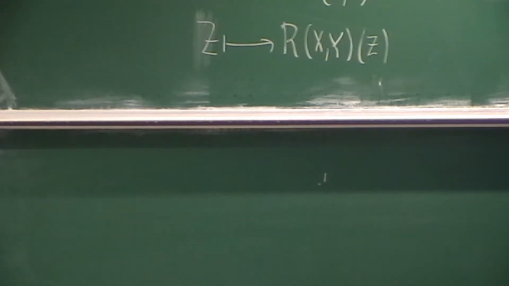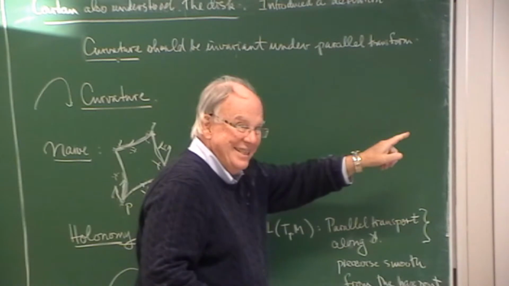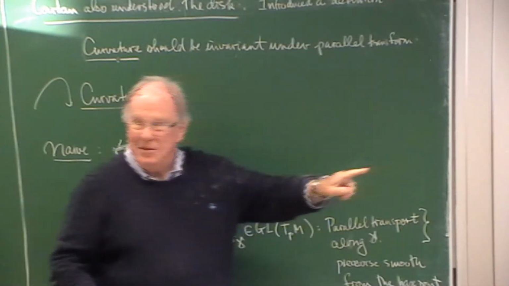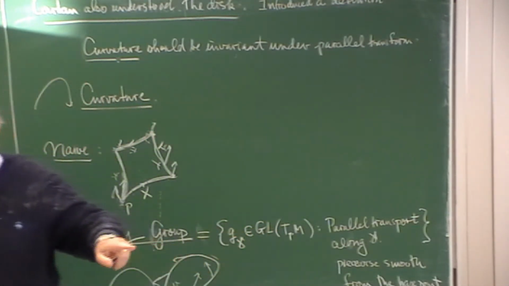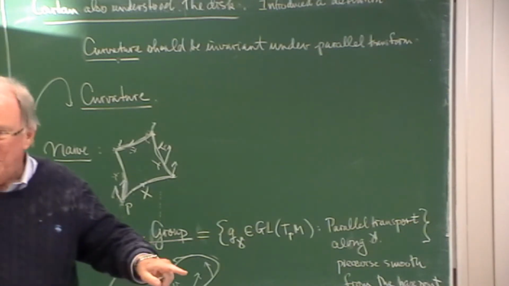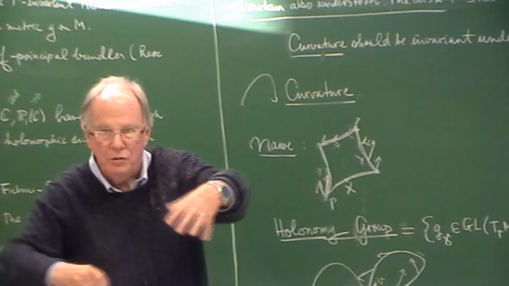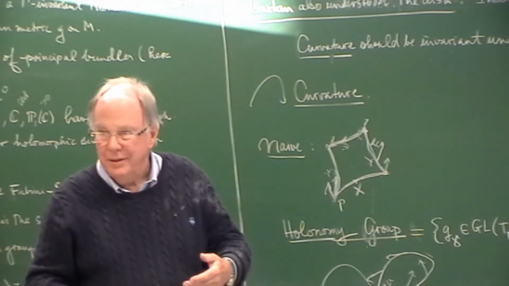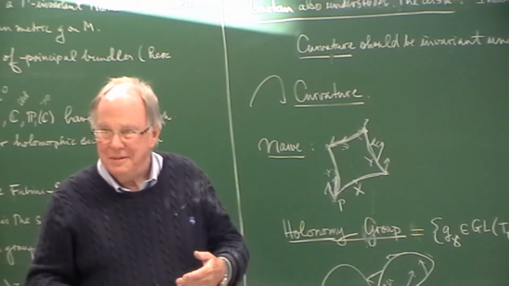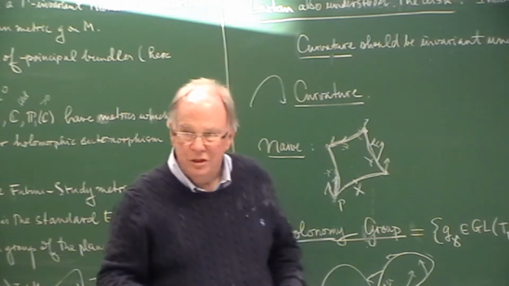Cartan had the idea that the good manifolds are such that curvature should be invariant under parallel transform. You see, there's no way that curvature is a priori invariant under parallel transform. If you take some arbitrary surface, it's not going to be invariant under parallel transform. Okay? Not curvature.